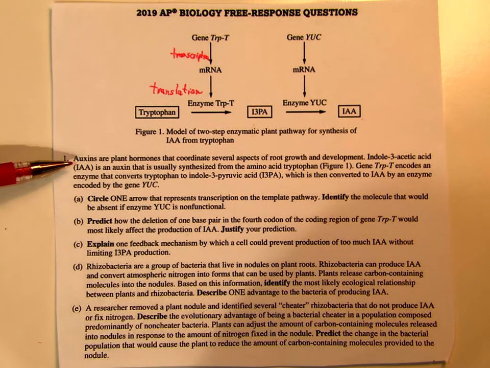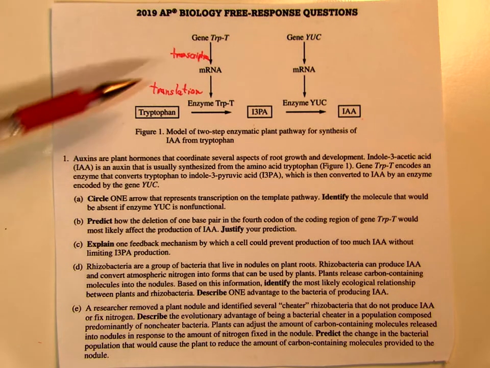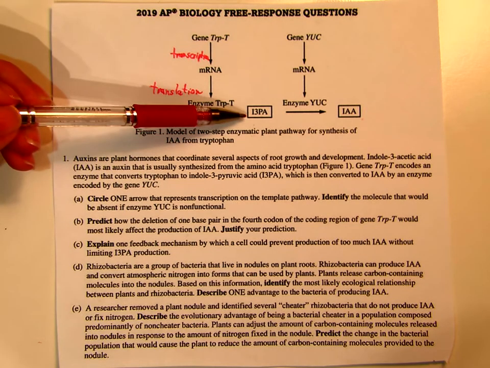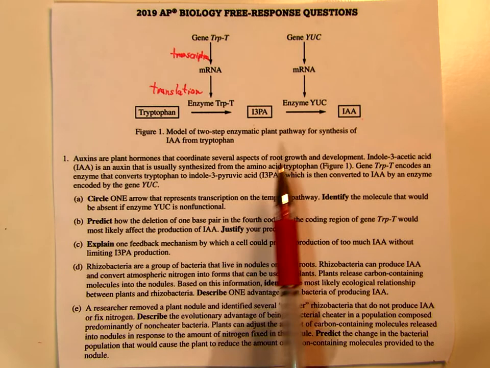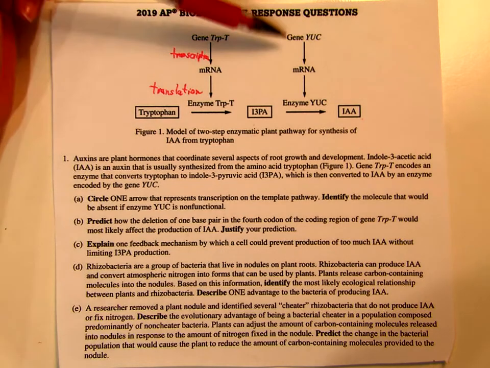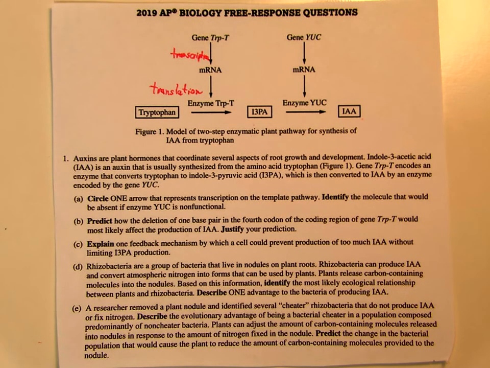Auxins are plant hormones that coordinate several aspects of root growth and development. Indole-3 acetic acid, IAA, that's this guy, is an auxin that is usually synthesized from the amino acid tryptophan, figure 1. Gene TRPT encodes an enzyme that converts tryptophan to I3PA, indole-3 pyruvic acid, which is then converted to IAA by an enzyme that is encoded by the gene YUC. So they're giving you a lot of background information in this question. So please do not be afraid or freak out or freeze up on the AP exam if you see something on there you've never seen before in your life, like IAA.